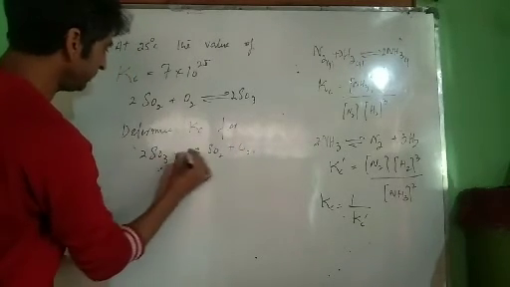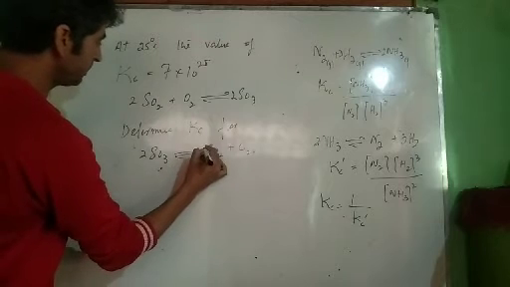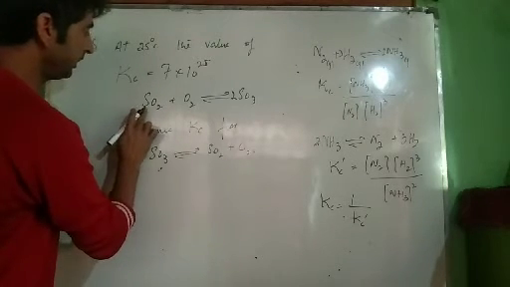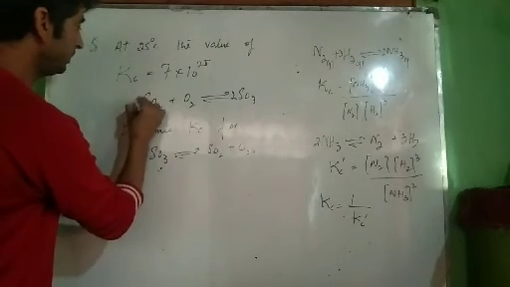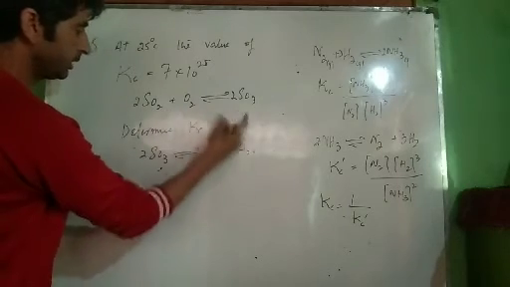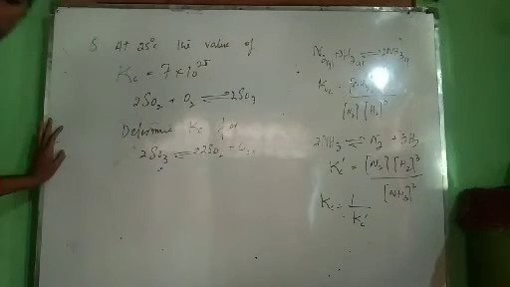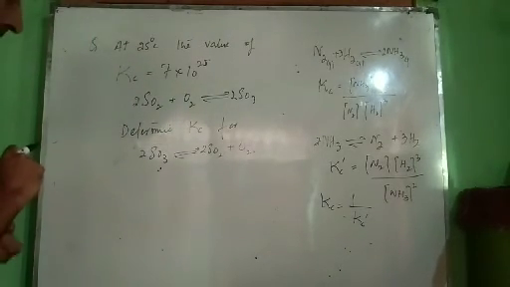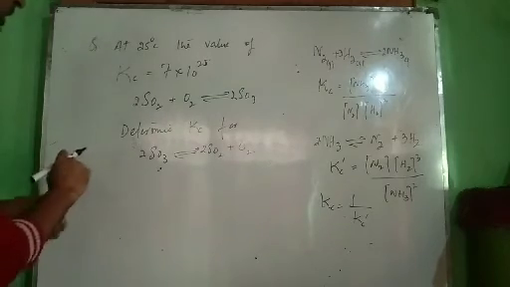Now this is 2 times. This is not 2 times, this is only 1 time. Twice SO3, or this is 2 times. 2 twos are 4, 2 twos are 6. This is 2 times and oxygen. You have to determine the value of Kc for this reaction.